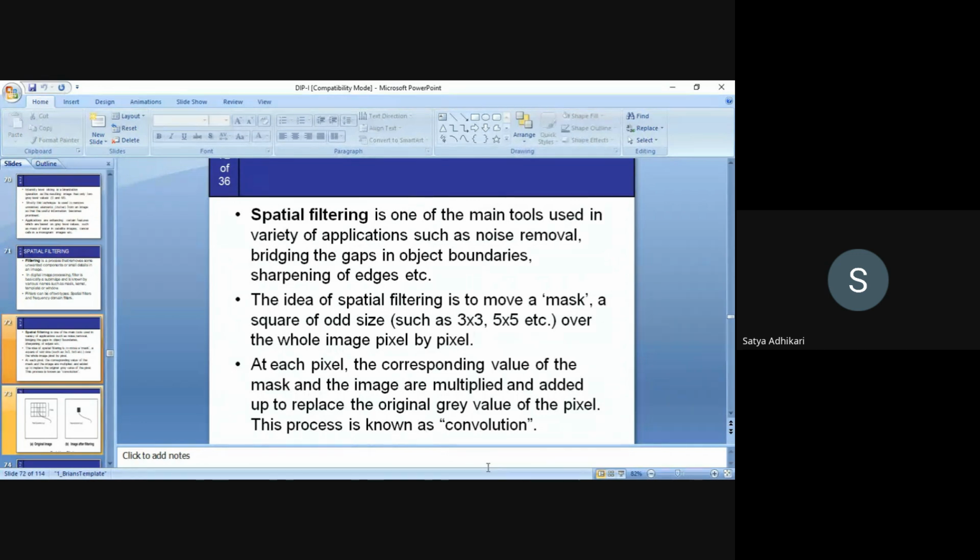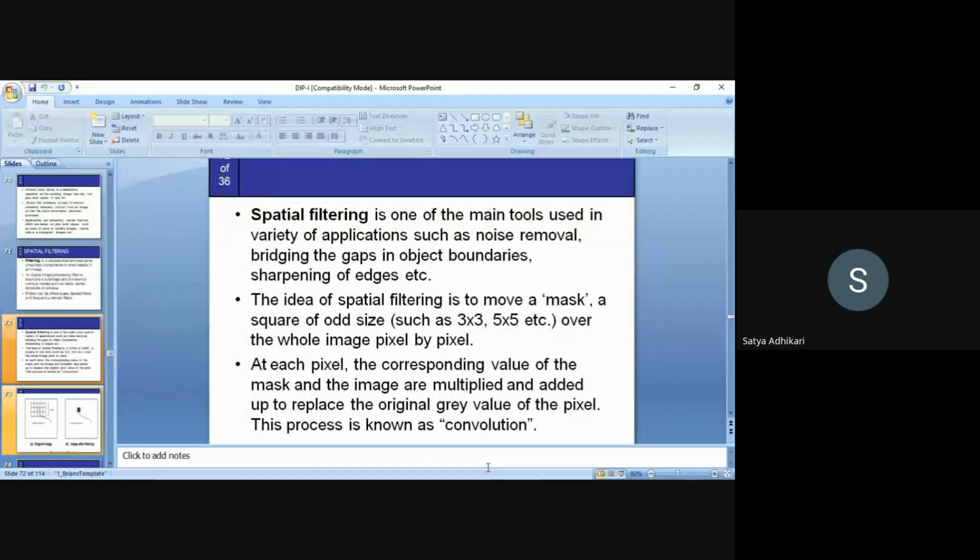For this purpose, we use a mask of any square size. It may be 3 cross 3 or 5 cross 5, placed over the whole image, pixel by pixel. At each pixel, the corresponding values of the mask and the image are multiplied and added up to replace the original gray level value of the pixel. This process is known as convolution. This is important: we have to put a square mask, either 3 cross 3 or 5 cross 5, over the whole image, and the gray level value of that pixel will be changed.